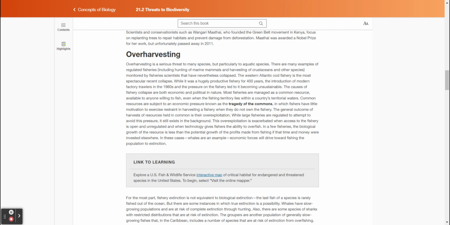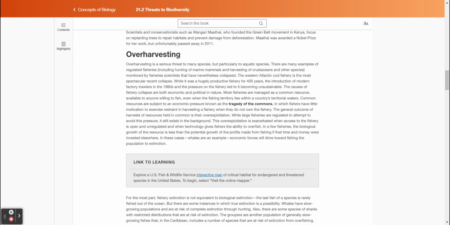The Western Atlantic cod fishery is the most spectacular recent collapse. While it was a hugely productive fishery for 400 years, the introduction of modern factory trawlers in the 1980s and their pressure on the fishery led it to become unsustainable. The causes of fishery collapse are both economic and political in nature. Most fisheries are managed as a common resource, available to anyone willing to fish, even when the fishing territory lies within a country's territorial waters.